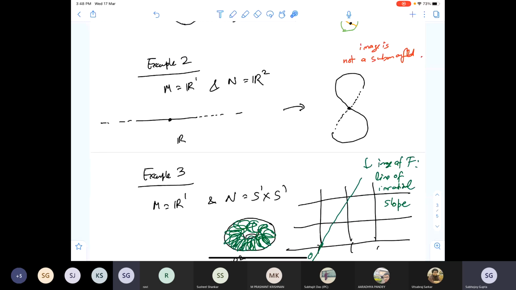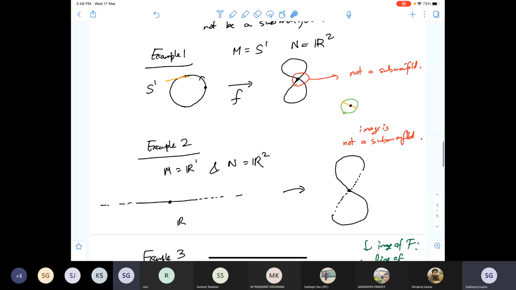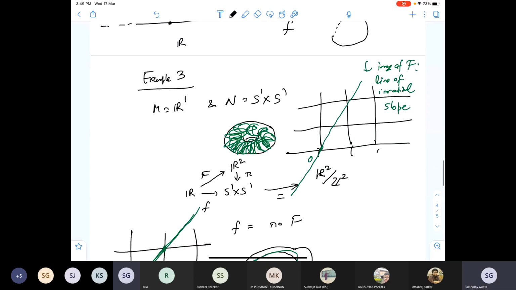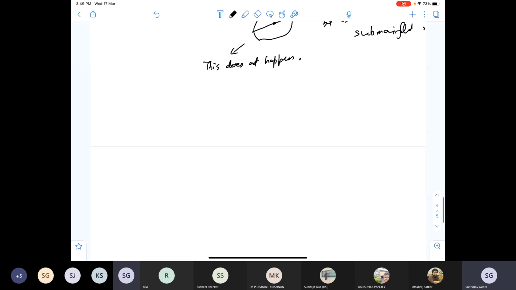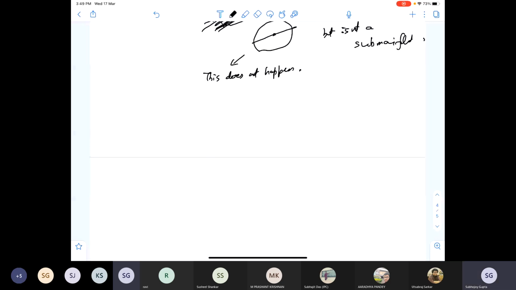The problem with examples 2 and 3 is slightly different. It's not that it's not injective, because the maps we constructed were injective. This was our F over here. This F also, one can show, is injective, but something else goes wrong.